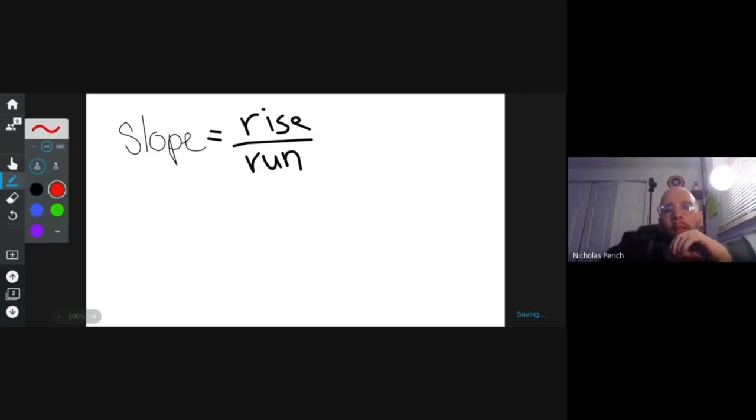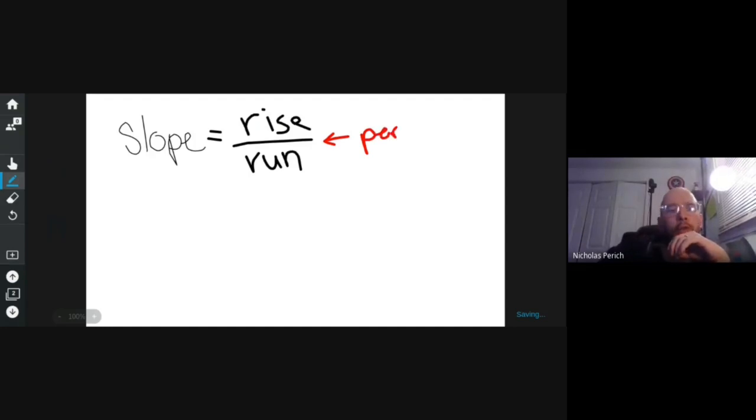Okay, that line there usually means the word per if you're talking about rate. Rate and slope are the same thing. It's just that rate has to do with real life objects. So let me bring that back down here. Slope and rate are the same thing, but rate talks about real life things.